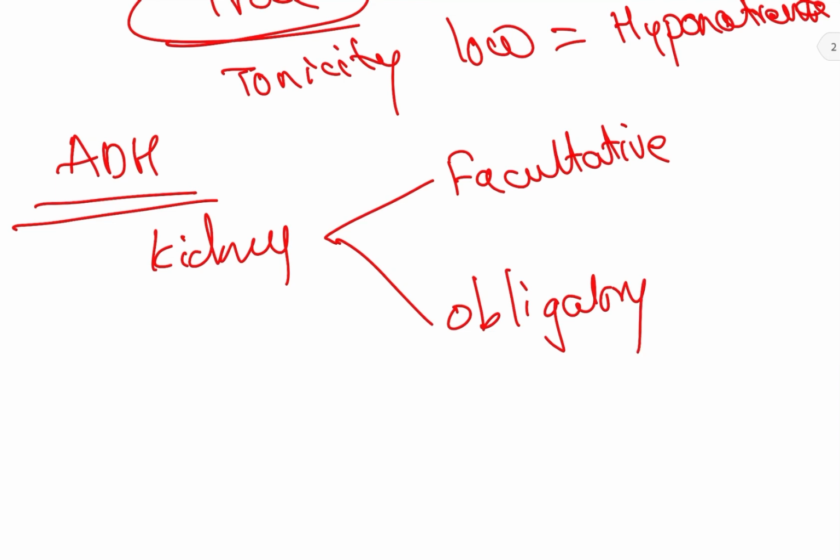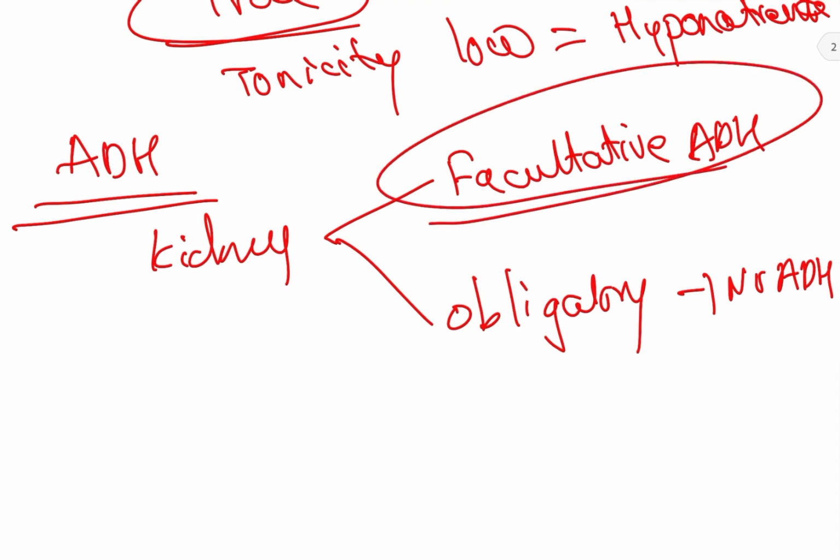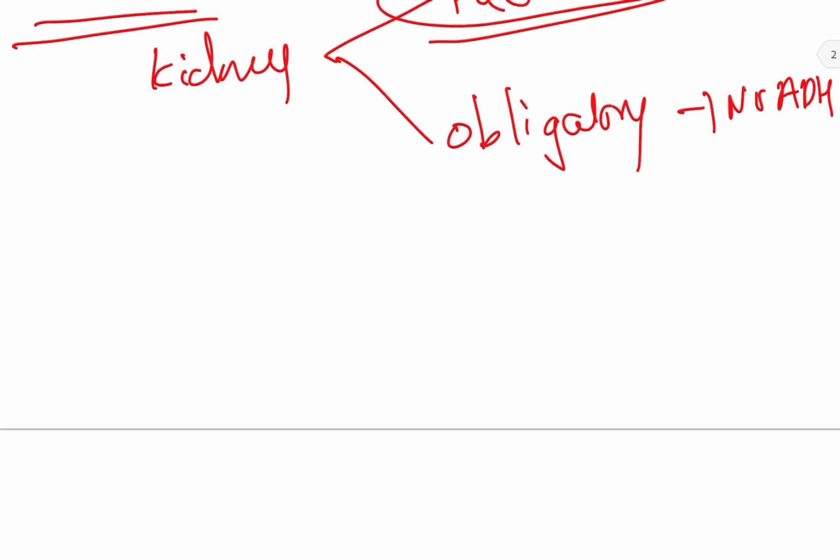Now, obligatory water reabsorption means that it does not require ADH. So, no ADH is required for obligatory water reabsorption. However, for facultative water reabsorption, ADH is required. So, ADH is necessary for facultative water absorption. Most of the water is absorbed in the body by obligatory reabsorption. However, there is 20 to 30% of water absorption which occurs in the collecting tubule under ADH control.